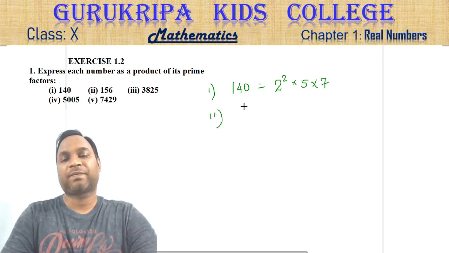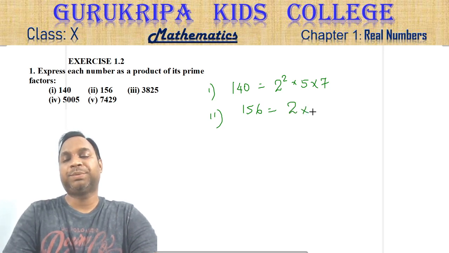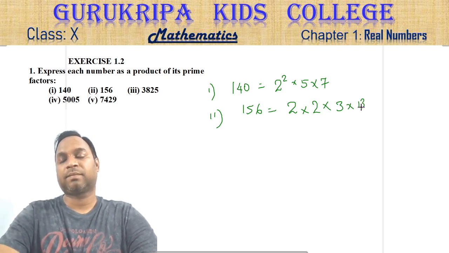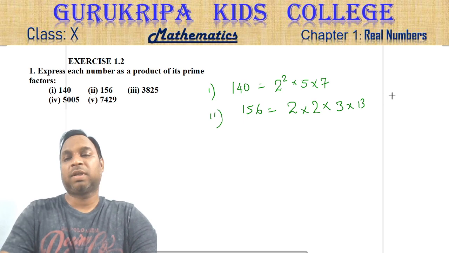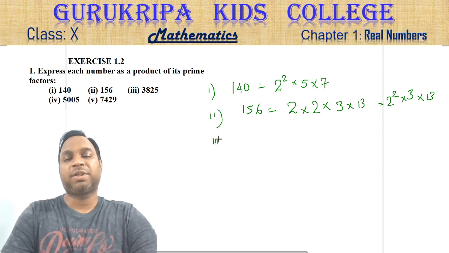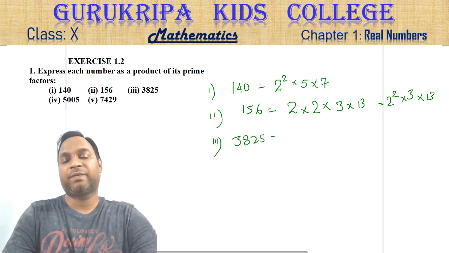156. Very simple questions are here. 2 into 3 into 13. So this is 2 square into 3 into 13. Question number 3. 3825. What can you do over here? This will not be divisible by 2.